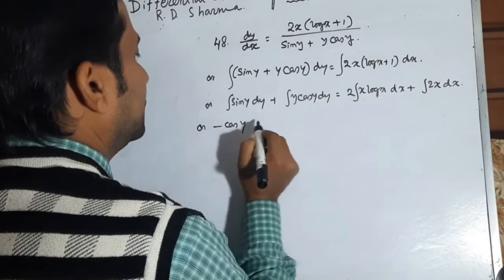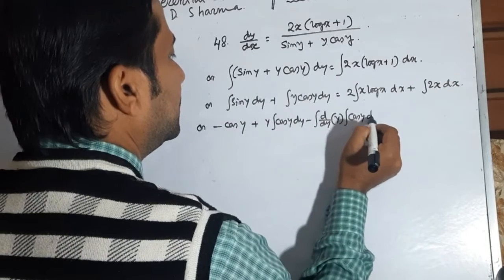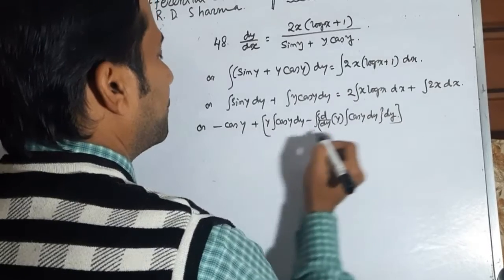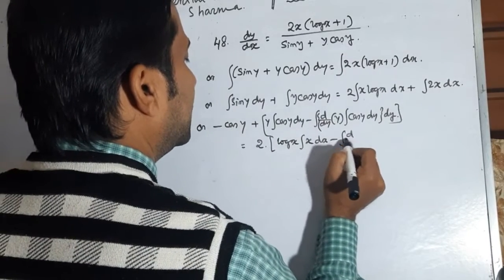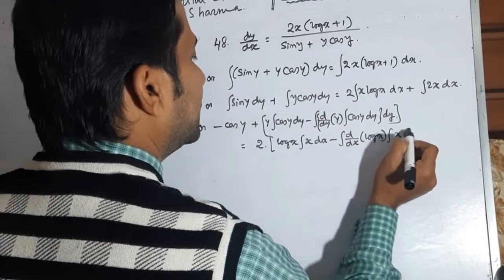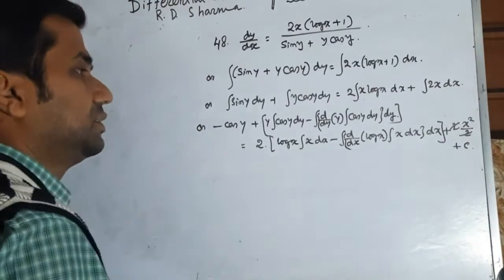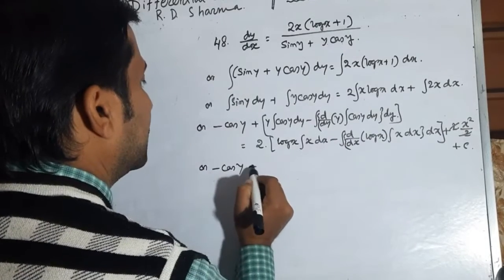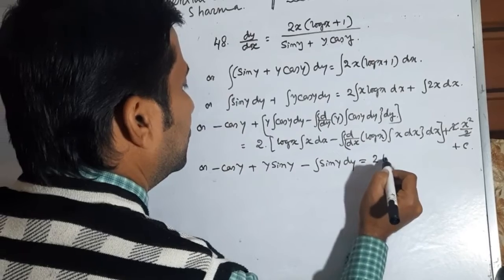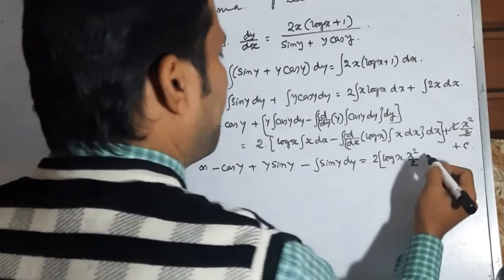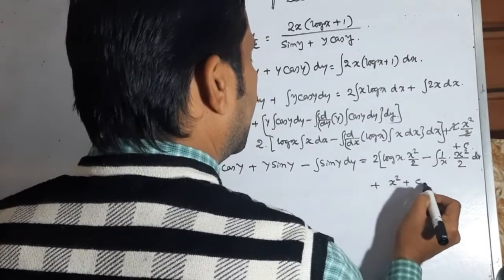or minus cos y plus y cos y dy minus the derivative of y into integral of cos y dy, plus 2x log x dx minus the derivative of log x into integral of x dx, plus 2 into x square by 2 plus c, where c is the arbitrary constant, or minus cos y plus y sin y minus integral of sin y dy is equal to 2 log x into x square by 2 minus 1 by x into x square by 2 dx plus x square plus c.